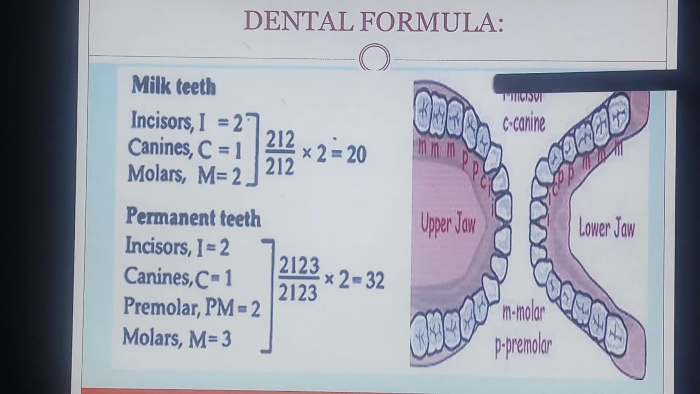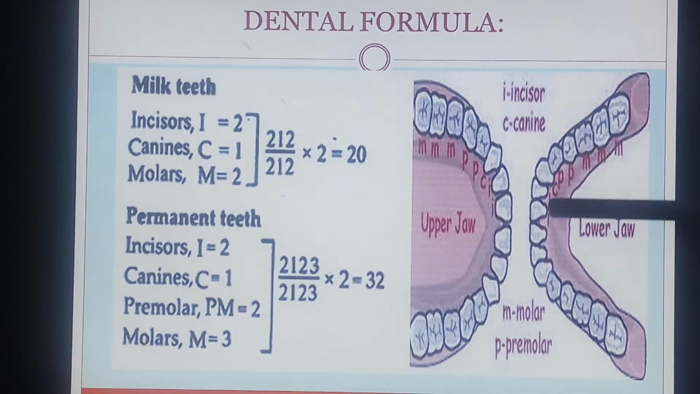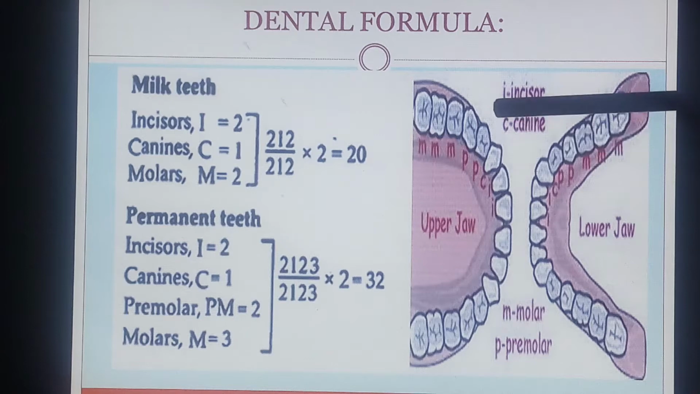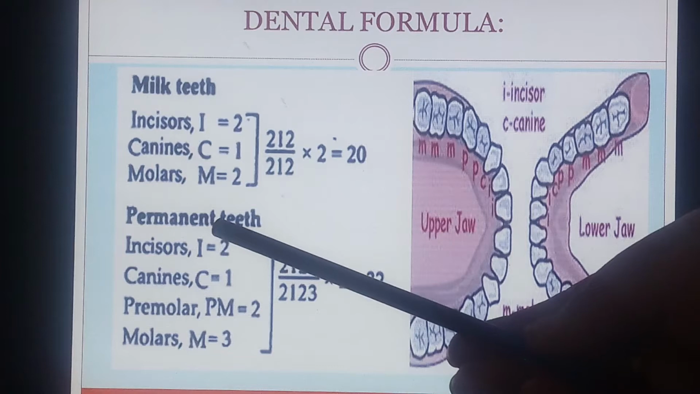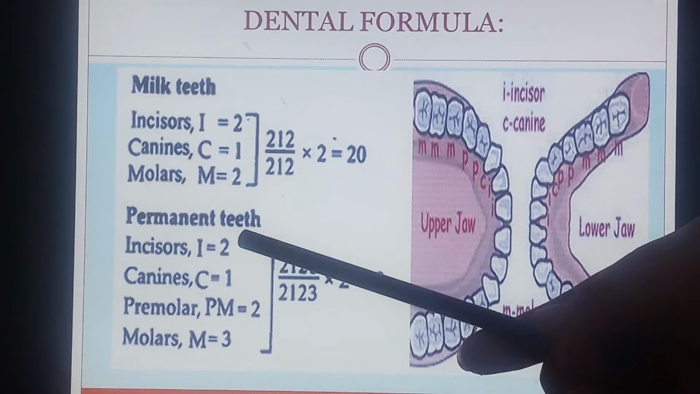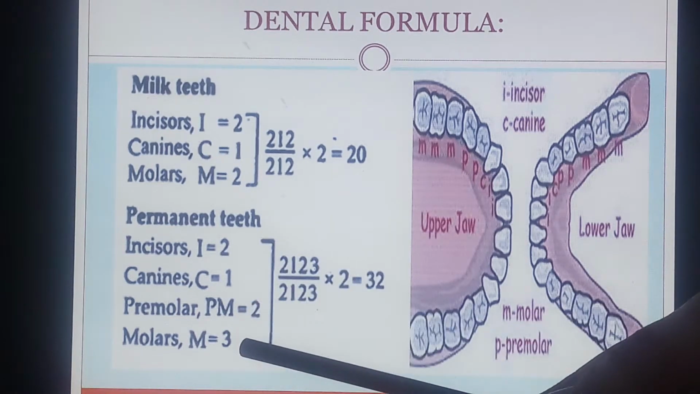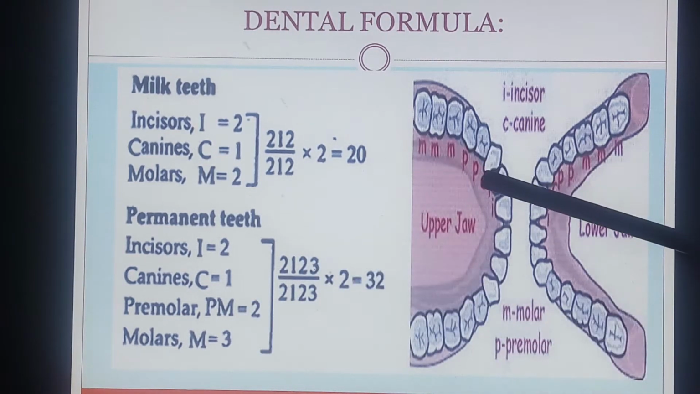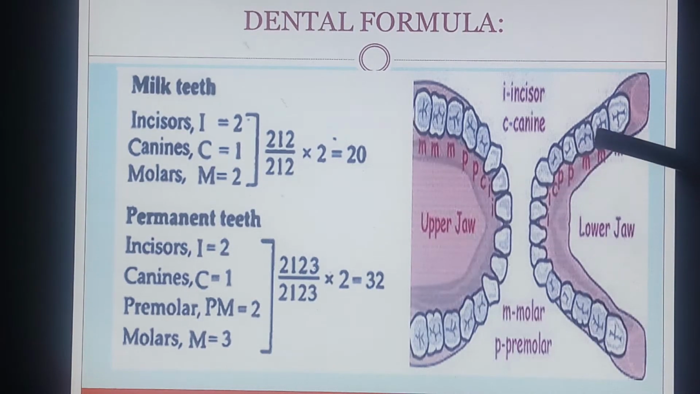For this dental formula, look at this diagram. This is the upper jaw, and this is the lower jaw. For writing the dental formula, we always take the 1/2. You can see for this 1/2, we have 2 incisors, 1 canine, 2 premolars, and 3 molars. So for the permanent teeth, we write it as 2 1 2 3: 2 incisors, 1 canine, 2 premolars, and 3 molars. 2 1 2 3 for the upper jaw, 2 1 2 3 for the lower jaw.